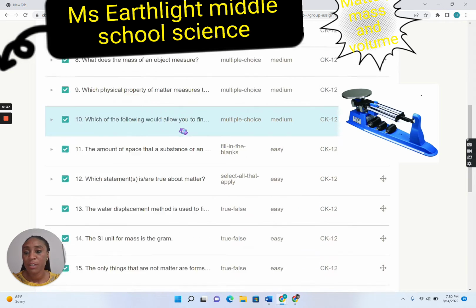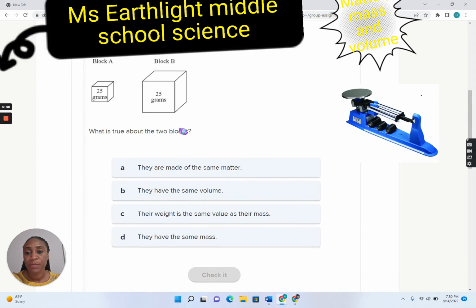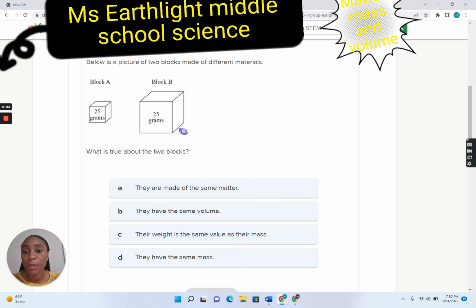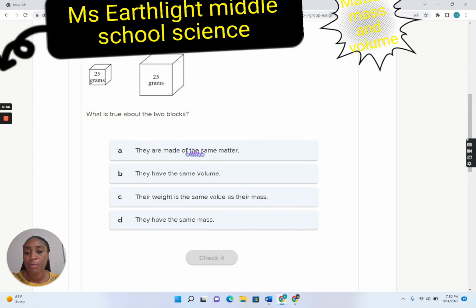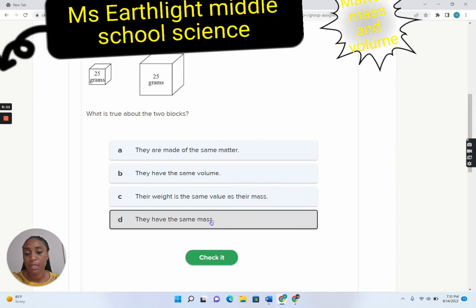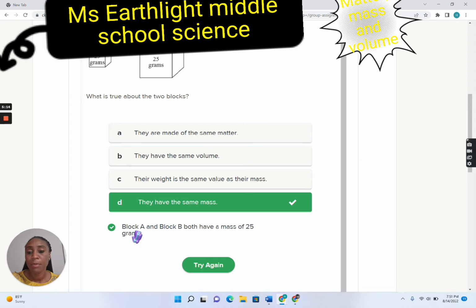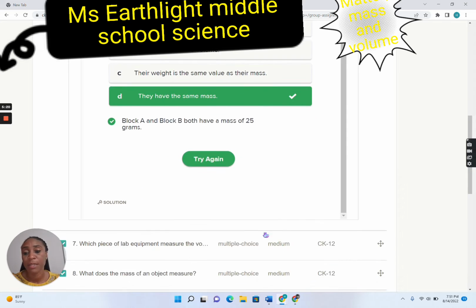Let's look at question number 6, another multiple choice question. Below is a picture of 2 blocks made of different materials. Block A is 25 grams and block B is 25 grams. What is true about the 2 blocks? Is it that A, they are made of the same matter? B, they have the same volume. C, their weight is the same value as their mass. And D, they have the same mass. And our answer is D. Block A and Block B both have a mass of 25 grams, so they have the same mass.